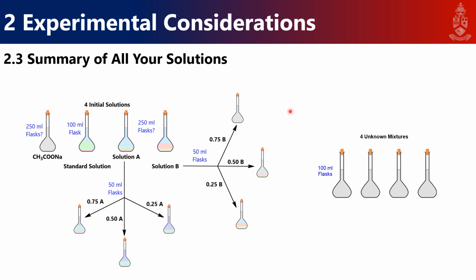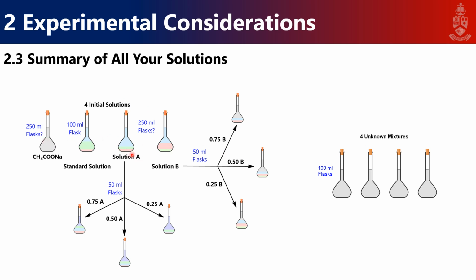Okay, so just a nice way of visually summarizing what we've gone through. You start with these 4 initial solutions: the acetic acid solution, the standard solution of methyl red, and solutions A and B. Depending on what you're going to use, 250 mL or 100 mL flasks, that will be determined on the day. Like I said, prepare for both. So prepare all these as if you're going to make them in 250 mL, and make 100 mL as well.